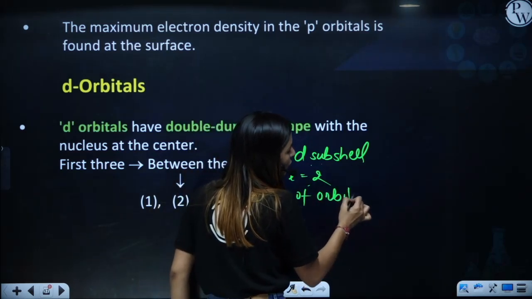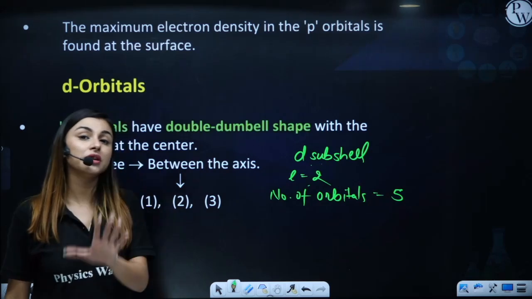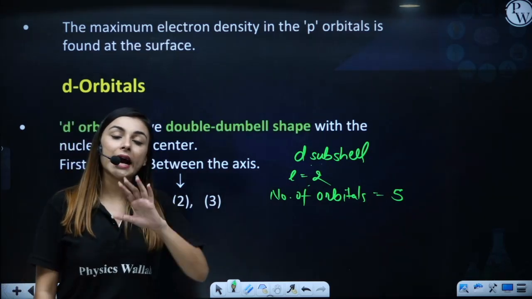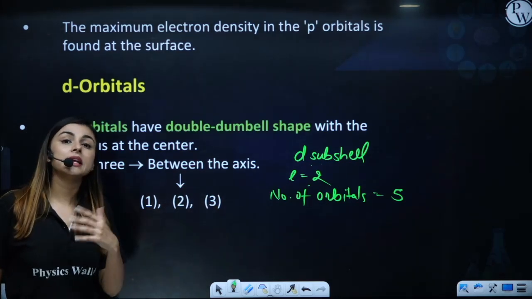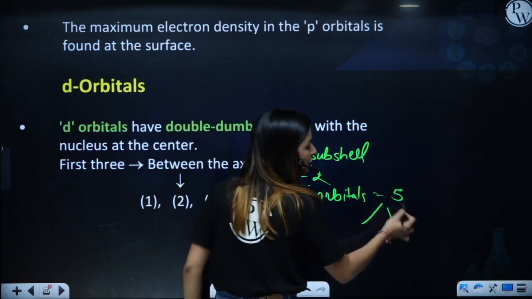It is given by 2L plus 1. So, ma'am, 5. So, you will have 5 different orbitals of D and all shape will be double dumbbell. But there will be a difference in their axes. Okay. So, now we are going to talk about these. What are these 5 different values?